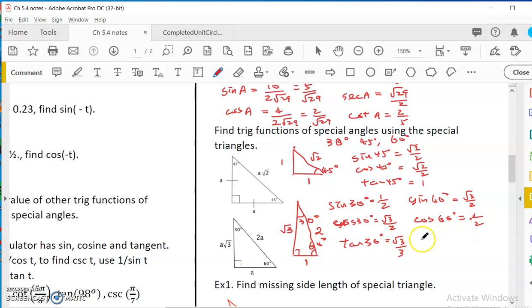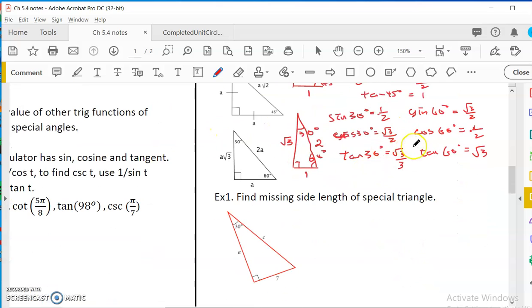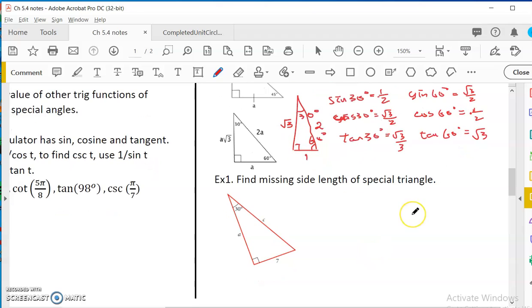Right, so you can see how you can generate all of them. Tangent 60 would be TOA. TOA would be root 3 over 1, that is root 3. So these 9 numbers are useful for us, and you can generate all the special angle numbers without actually referring to the unit circle. Of course, you can do the unit circle also. So say, for example, if I have a right triangle like this, which is a 30-60 triangle, and I want to find the missing side, we can use these values to do it. We'll do it in the next video.